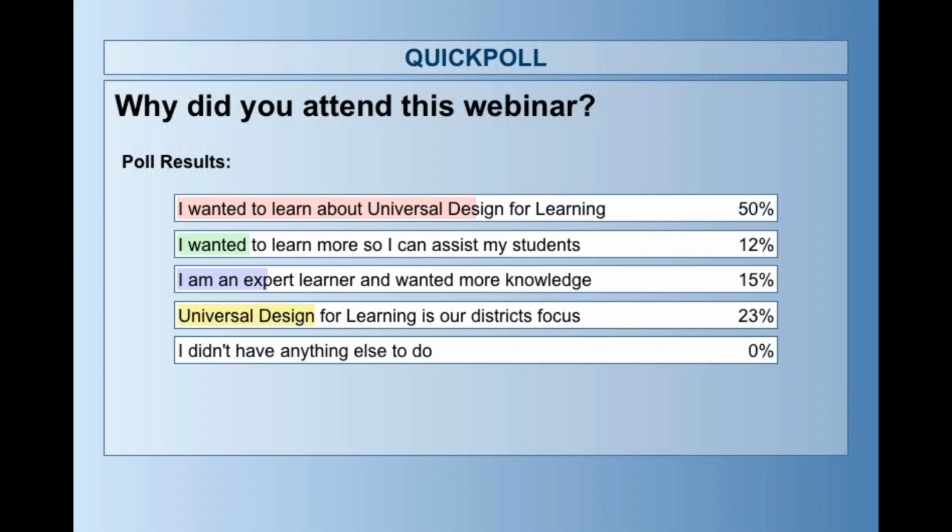So there's our results. 50% I wanted to learn about universal design for learning. About 23% universal design for learning is our district focus. 15% I'm an expert learner and wanted to have more knowledge, and 12% I wanted to learn more so I can assist my students. 0% said I didn't have anything else to do, so that's good. These are excellent. Let's do one more quick poll.